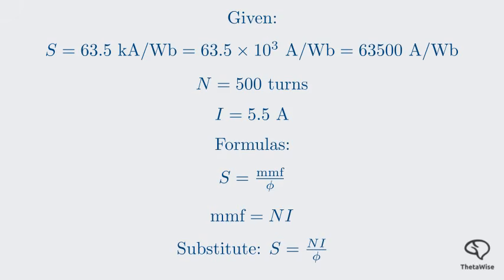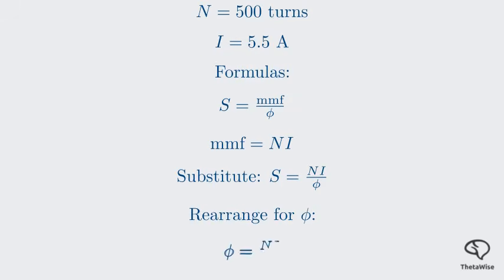Now we need to rearrange this combined formula to solve for phi. By cross-multiplication, we get S times phi equals Ni. Then we divide both sides by S to isolate phi. So, phi equals Ni divided by S.